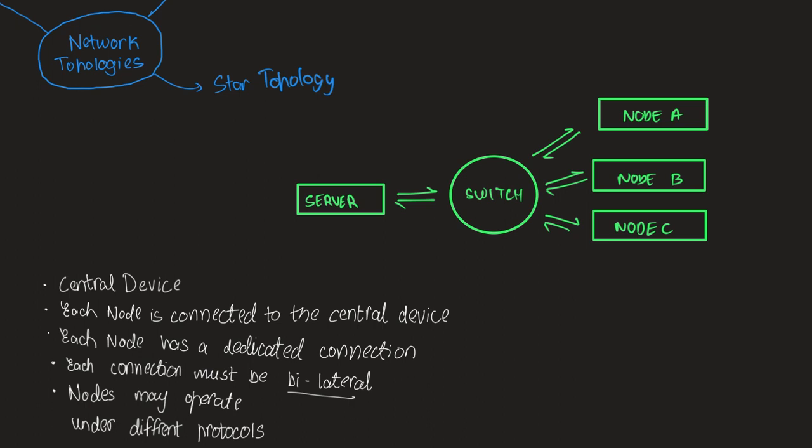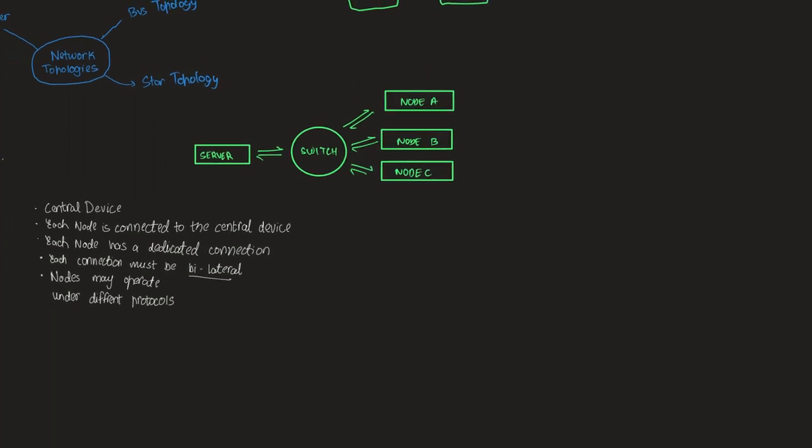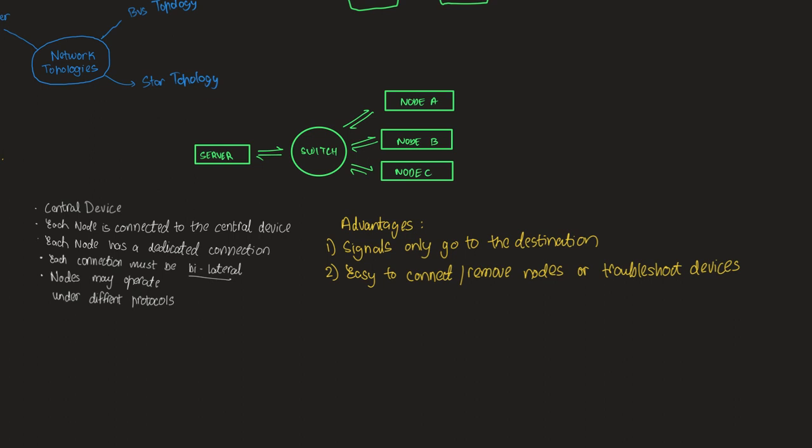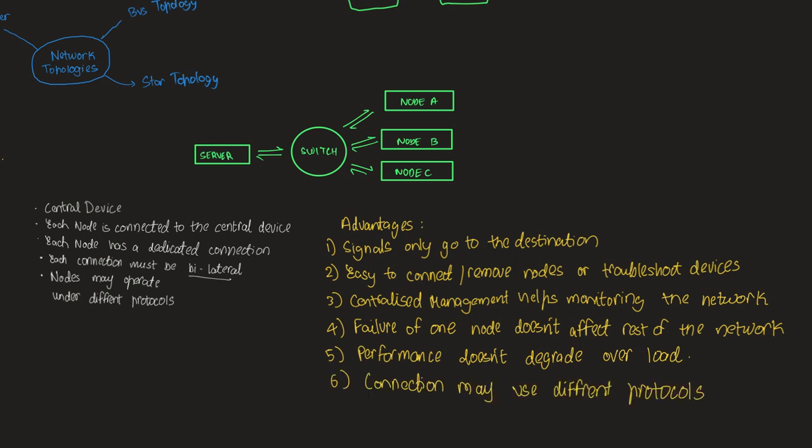Packets sent cannot be read by other devices, so that is another advantage when it comes to privacy and security. Security issues are widely reduced here. The benefits are that the signals only go to the destination. It's easy to connect and remove nodes or troubleshoot devices. The centralized management helps monitoring the network. Failure of one node doesn't affect the rest of the network, and performance doesn't degrade under load. Connections may use different protocols, and there are fewer collisions.